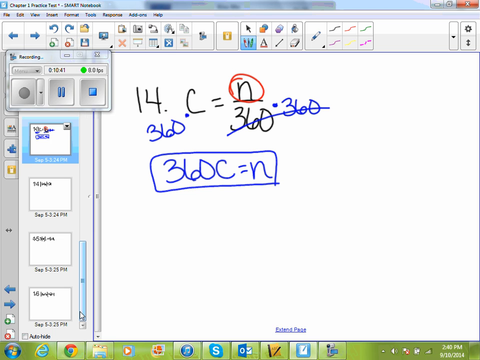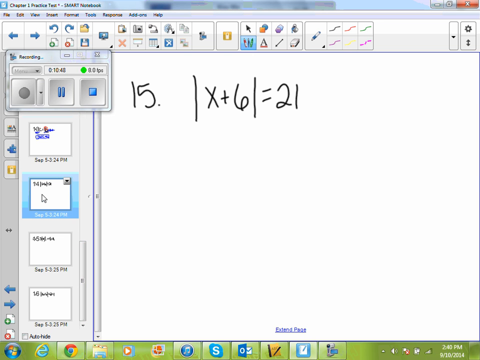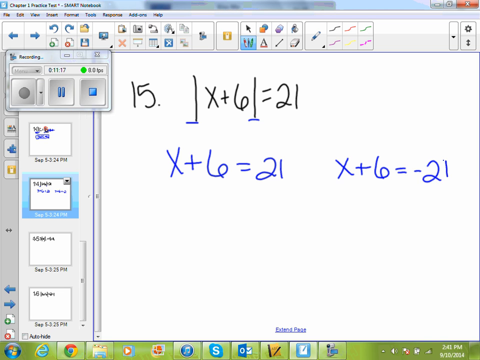Alright, any questions on 14 or on solving for indicated variables? Oh wait, 15 is when we start getting into absolute value equations. So we're given the absolute value equation, the absolute value of x plus 6 equals 21. My first step is to get my absolute value bars by themselves. In this case, they already are, so I can break this into my two solutions. x plus 6 equals 21, and x plus 6 equals negative 21.